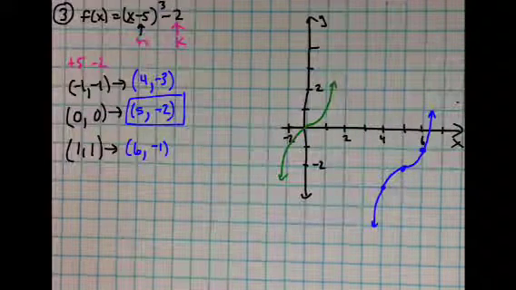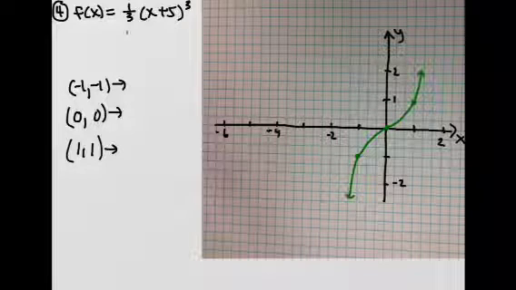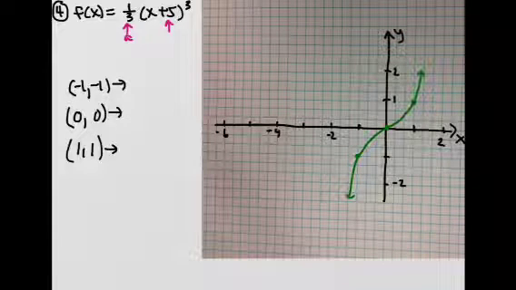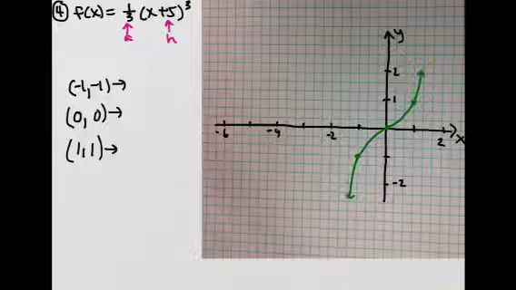And there it is. All right, for number 4, the 1/3 is the A, and the 5, or, well, it's plus 5 right now, but this is where we get the H, okay? So what this tells me is that there is a vertical compression by a factor of 1/3. So that means that the Y's are going to get multiplied by 1/3. And a horizontal translation to the left, 5 units. Okay, so 5 units to the left.